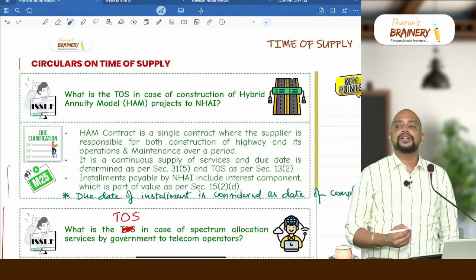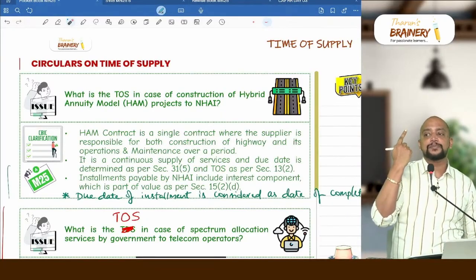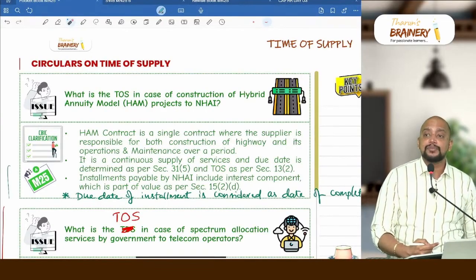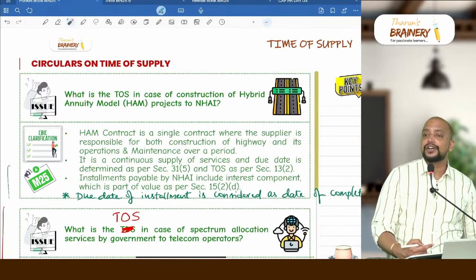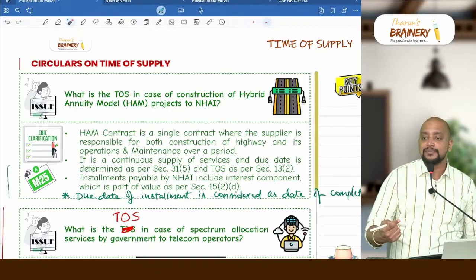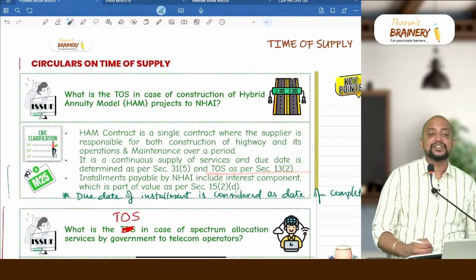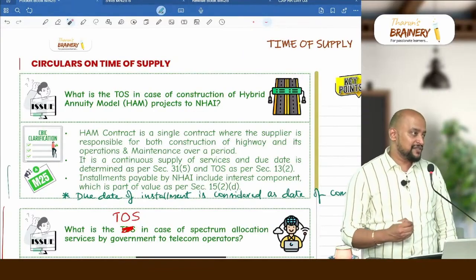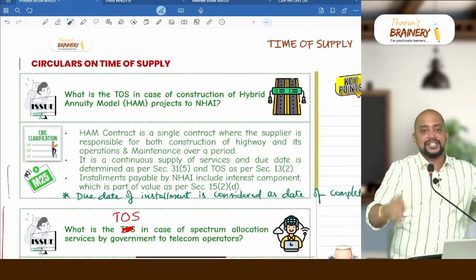When it is a continuous supply of service, what should be taken as the due date? Definitely due date will be determined as per section 31 subsection 5, which says that if the due date of installment is ascertainable from the contract, the due date of installment is the due date of invoice. If the payment is linked to completion of event, as and when the event is completed, and in the absence of that, as and when the payment is received. And what should be taken as the time of supply? The time of supply will be as per section 13 subsection 2. If invoice is given within the due date, invoice date or payment date, whichever is earlier. If invoice is not given within the due date, completion date or payment date, whichever is earlier.